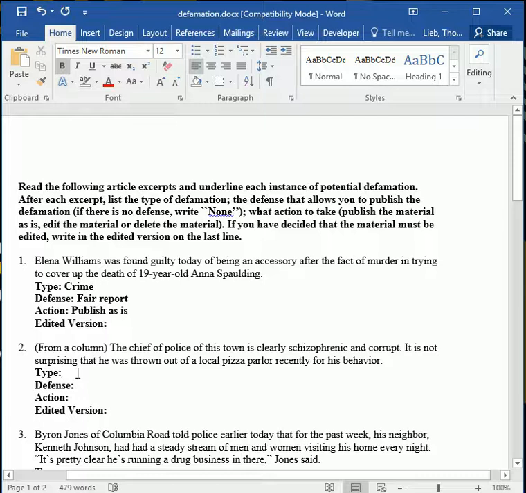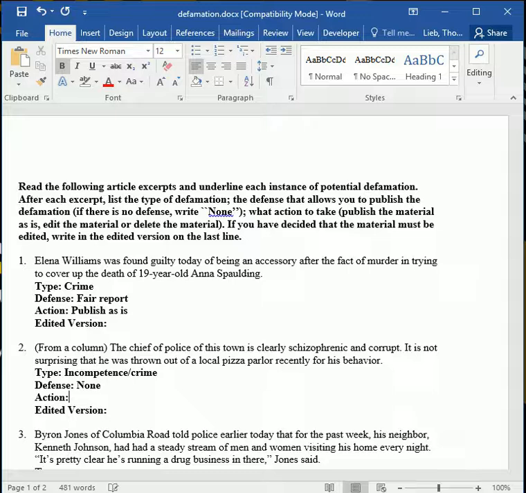Moving on to number 2, here we have an indication that the chief of police is incompetent and also criminal. Notice that sometimes we have more than one type of defamation. Do we have a defense? Well, this isn't coming from an official governmental proceeding, and it's not just someone's opinion. It's actually a factual charge. So in this case, we do not have a defense.